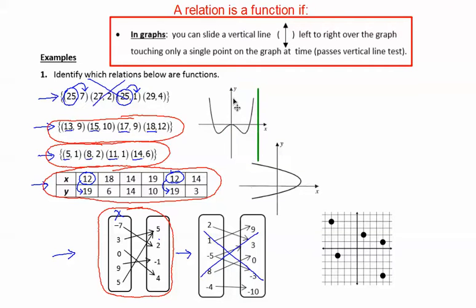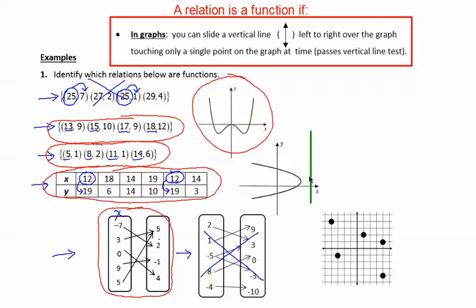Keep in mind that the graph is the squiggly line. The other lines are the axes. I'm only checking for the graph. So I can call the graph a function because the vertical line will only touch one location at a time.